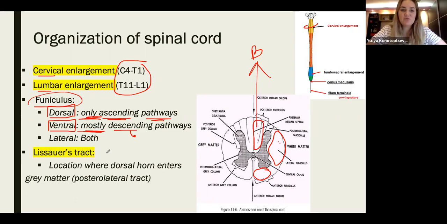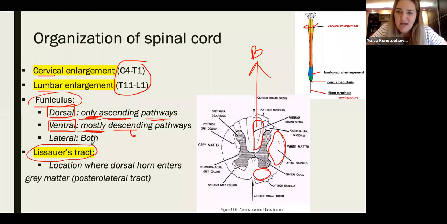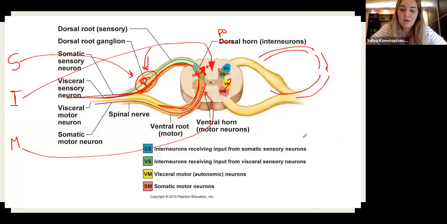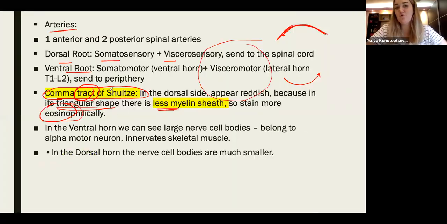There's an additional tract, which is very special. It's called Lissauer's tract. It is also known as the posterolateral tract. Lissauer's tract is here. It's this area, posterolateral. You can see on this picture, they're saying fasciculus. Fasciculus is another way of saying tract. You remember our first lesson, right? So tract and fasciculus are identical. So you can say comma fasciculus of Schulze, because tract is fasciculus, right?